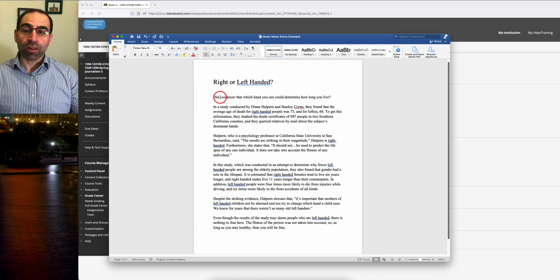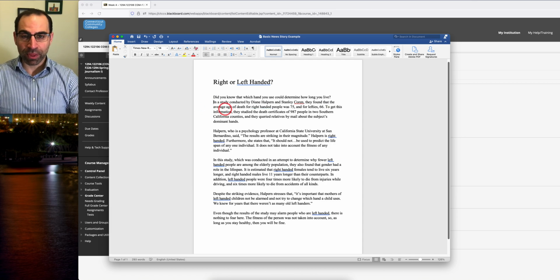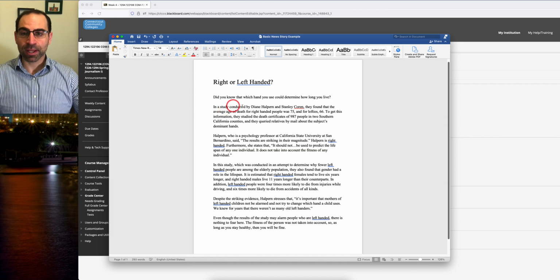This student got kind of close. "Did you know that which hand you use could determine how long you live?" I would try to avoid question marks to start; make it a declarative sentence, but they had the right idea. Now, they had it bundled in here with everything else, which you don't want to do. You want to separate that, right? But that's a good general idea.